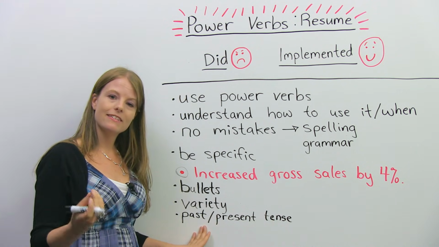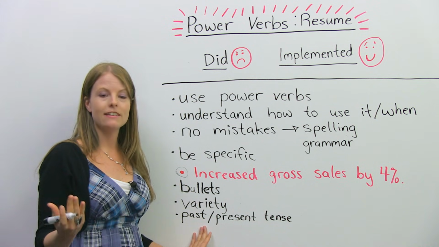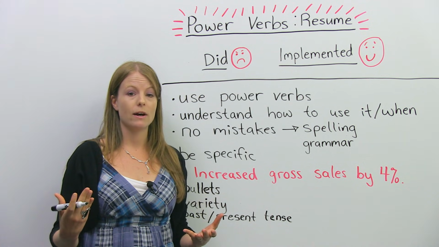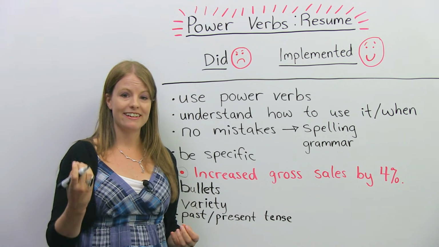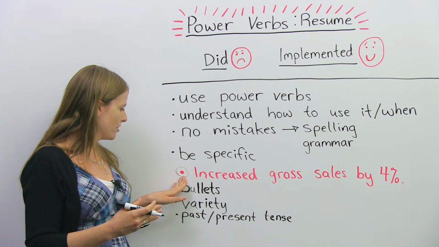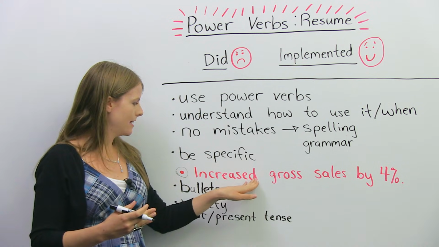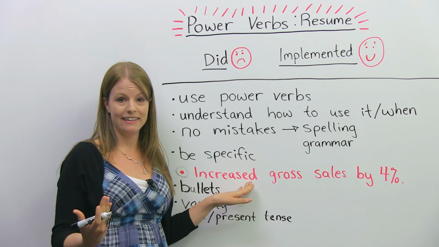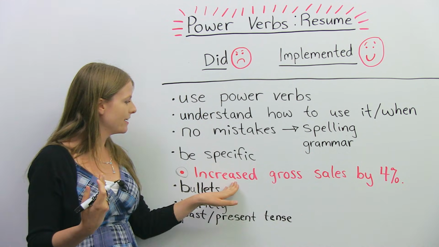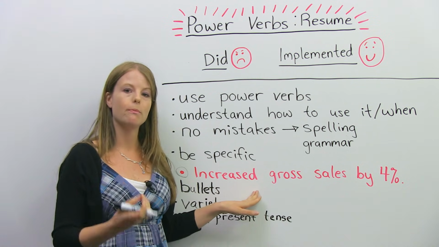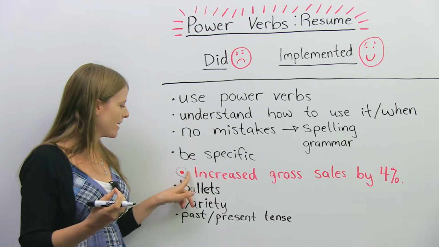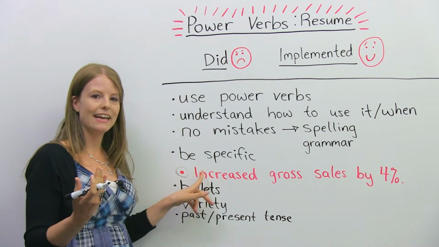My final tip is about the grammar of power verbs. On your resume, especially under work summary, but also in other areas as well, we often use the past tense. So a lot of the time you will see on a resume a bullet point with a verb in the past tense. Often that means with "-ed." So if you used to work for a company in the past, you might say "increased gross sales by 4%." So you might use the simple past tense. You'll also notice I don't write "I" here. I did not write "I increased."